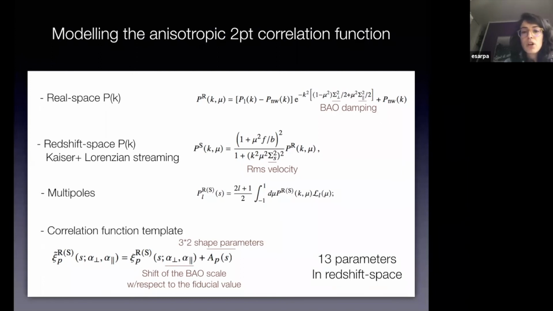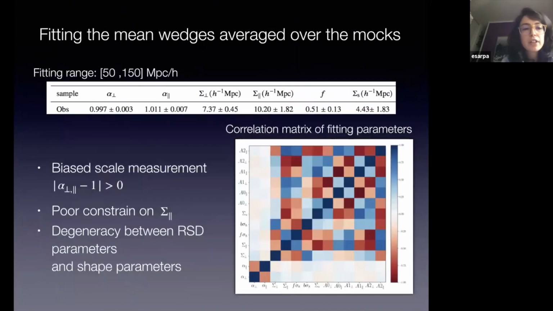To then be able to model further sources of noise, we add a broadband term, which is composed of 3 times 2 shape parameters, one set for each direction. So in total, we had 13 parameters in redshift space. So we fit the two-point correlation function in the fitting range of 50 to 150 megaparsec, which is the standard fitting range also for Zeldovich reconstruction. And what we see is that we have biased measurements for both alpha parallel and alpha perpendicular, which is most striking on alpha parallel, and a poor constraint on sigma parallel.